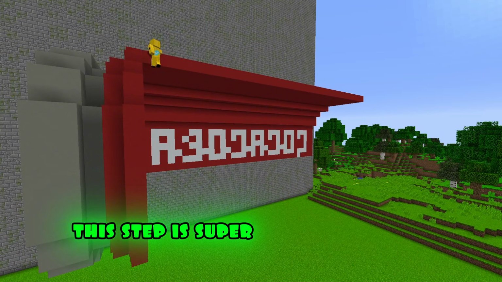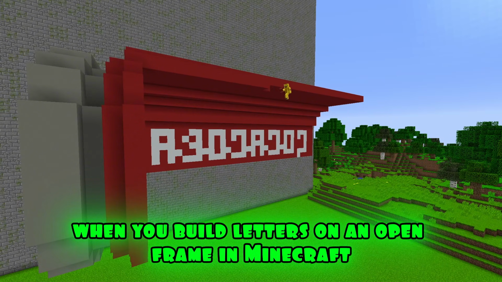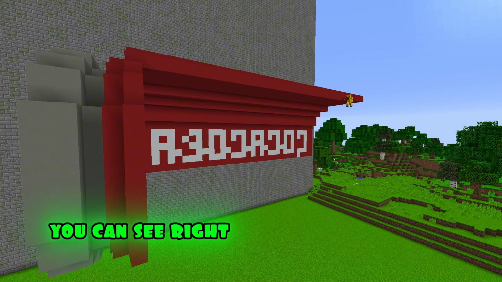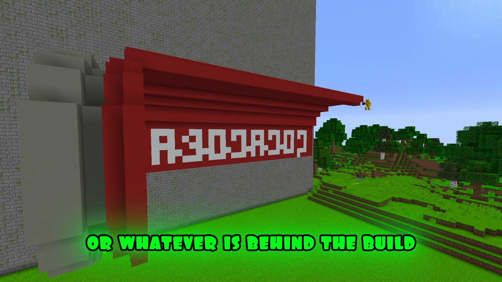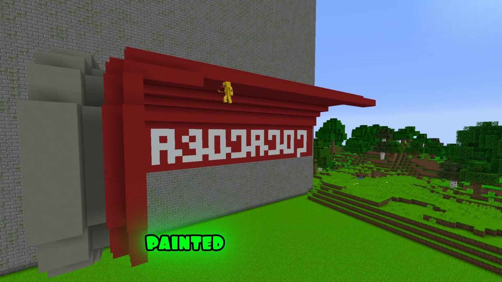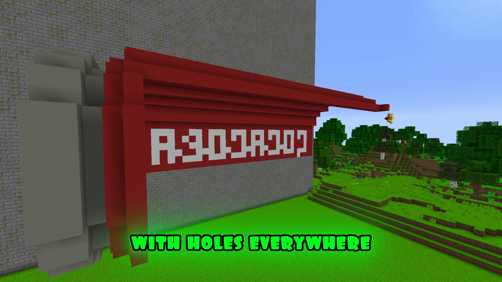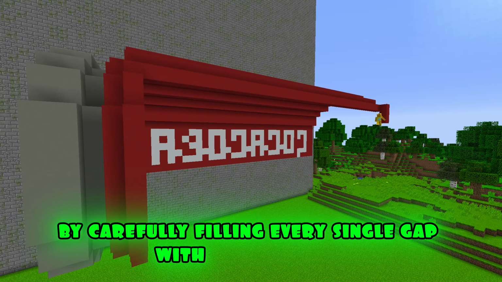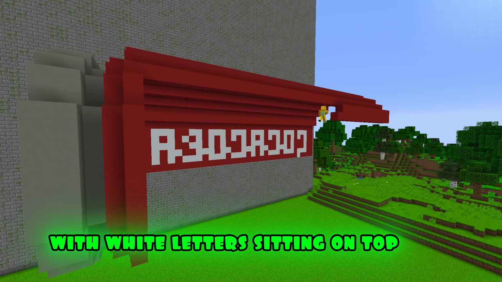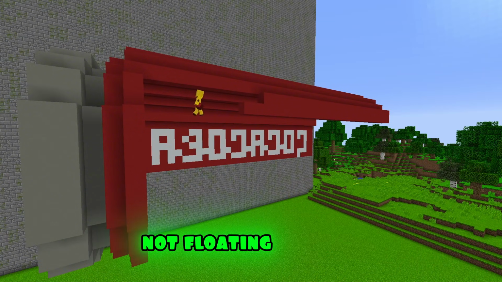This step is super important, and I want to explain why. When you build letters on an open frame in Minecraft, the spaces inside and between the letters are just empty air. You can see right through them to the sky or whatever is behind the build. That completely ruins the effect, because instead of looking like white text painted on a red can, it looks like a floating skeleton of white blocks with holes everywhere. By carefully filling every single gap with red concrete, Banana Kid is creating a solid red wall surface with white letters sitting on top of it. Now it looks like the letters are actually painted onto the can surface, not floating in space.